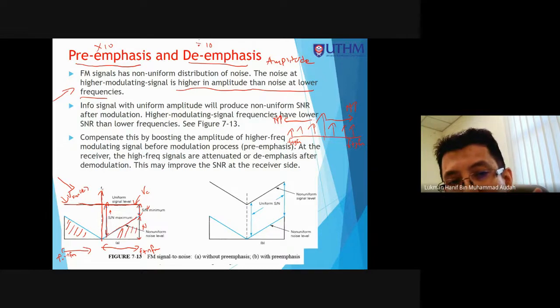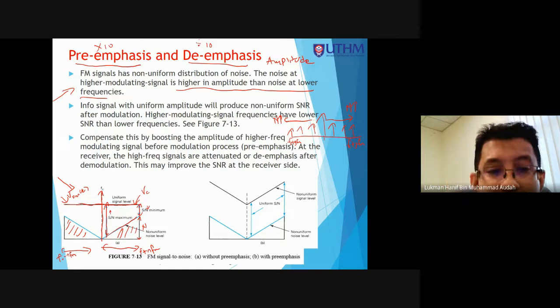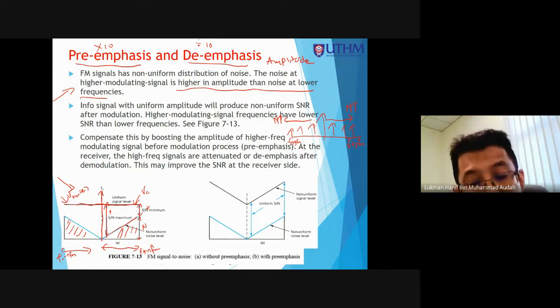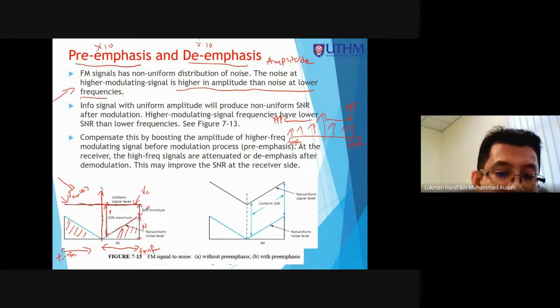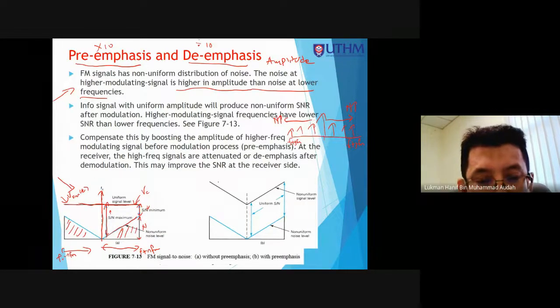Tetapi dia akan ada balance. Akan ada pro and cons, depends on the applications. Ideally kita nak SNR sebesar yang mungkin. That's a good thing. Okay. So in order to solve this problem, we need to introduce pre-emphasis and de-emphasis process. So kalau ada pre-emphasis and de-emphasis, apa yang berlaku adalah kita boleh adjust.